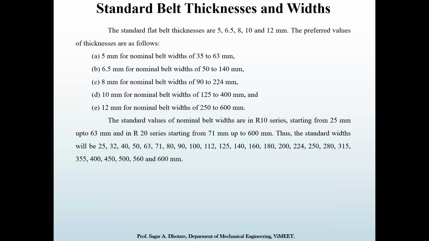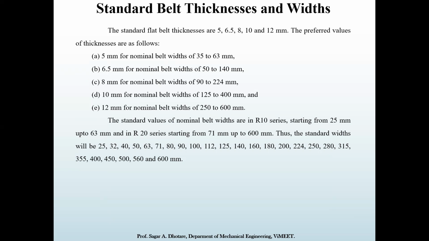Next one is standard belt thickness and widths. What could be the standard ones? Again, it is very important to know the standard values of belt thicknesses and belt widths. So normally the standard thicknesses of the belt used are 5 mm, 6.5 mm, 8 mm, 10 mm and 12 mm. But what could be the width range for each thickness, we have just noted down over here. So 5 mm is normally used with belt width of 35 to 63 mm.